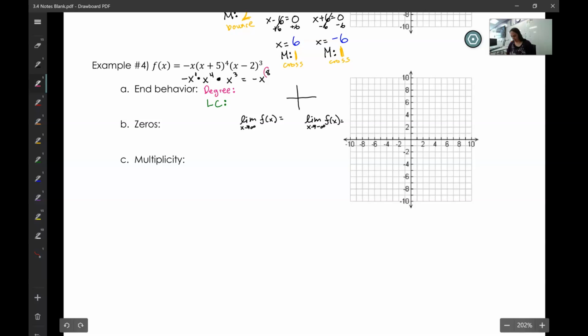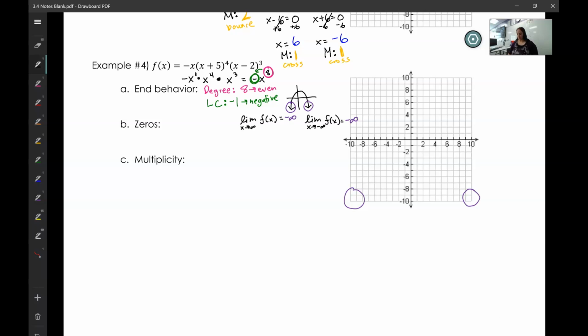So now I can find my degree. My biggest exponent is an 8. My leading coefficient right here is a negative 1. So 8 is even. Negative 1 is negative. So I'm going to get a negative even for this, which is going to be my frowny face, which means my end behaviors are both going down to negative infinity. So I can circle the bottom two corners. So there's my end behavior.